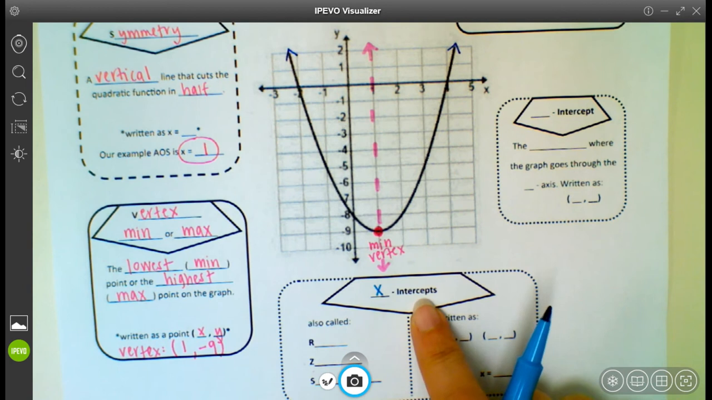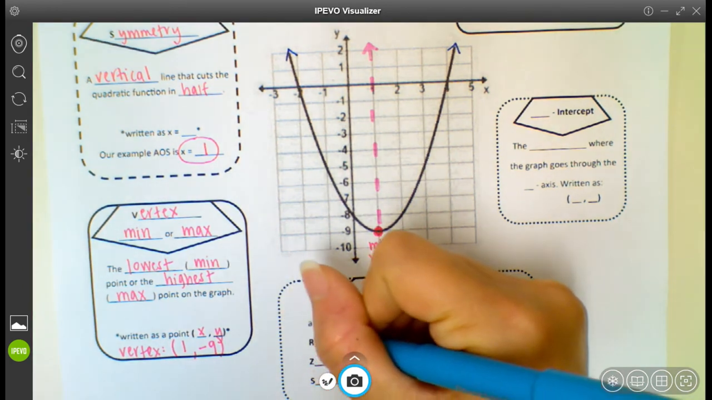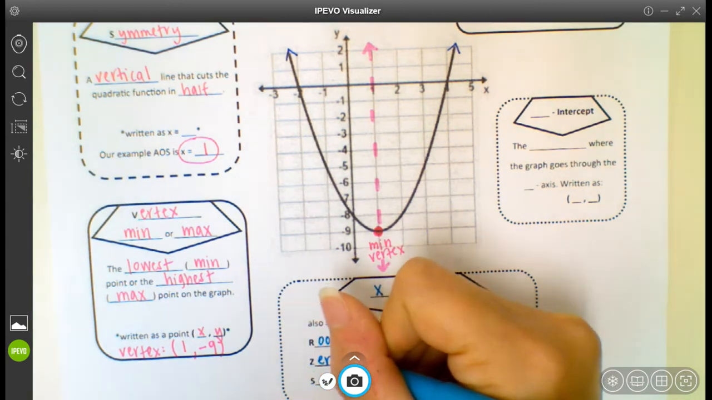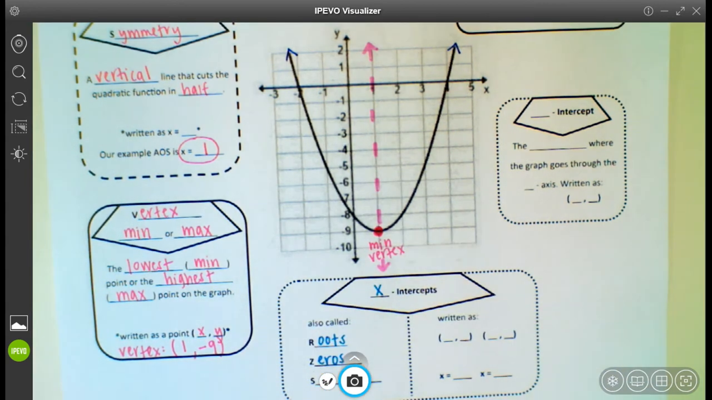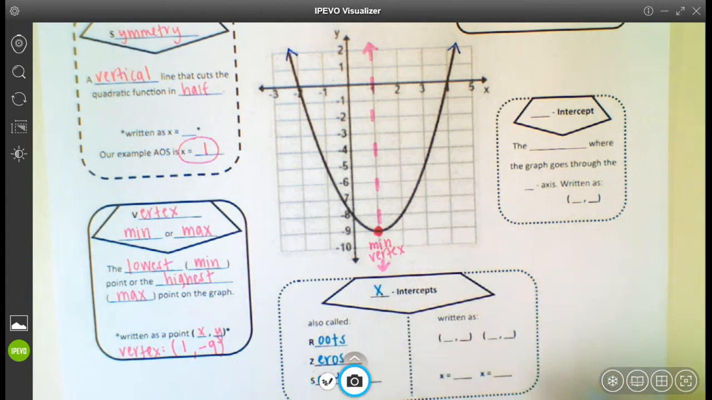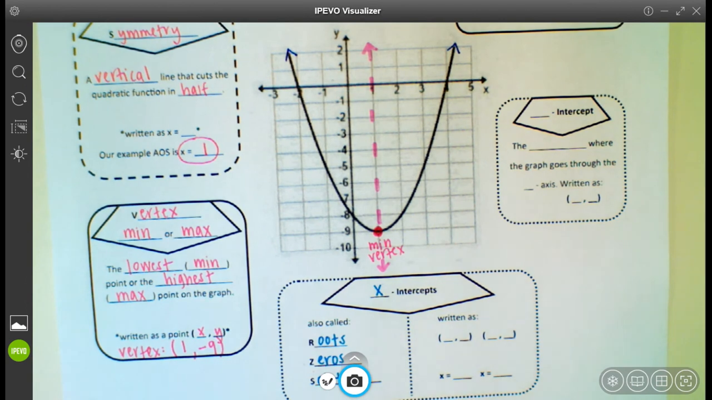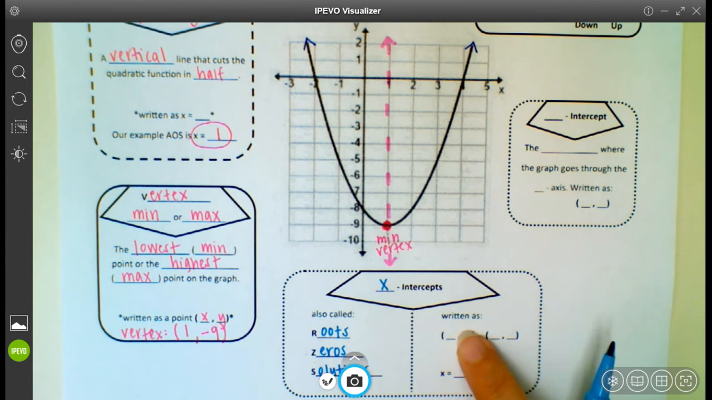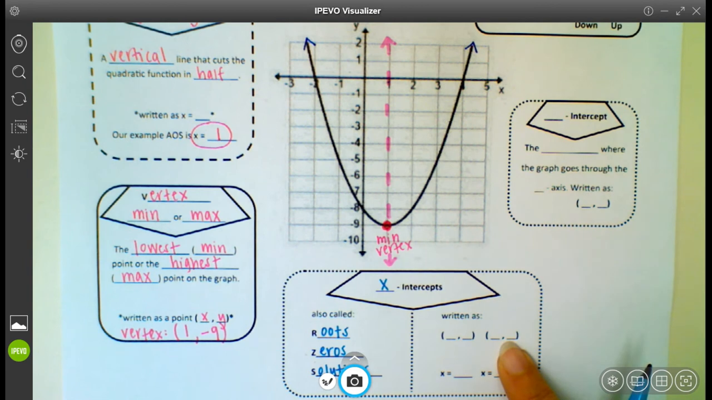Not always do we call them x-intercepts. We can also call them roots. We can call them zeros. Or we can call them solutions, just like how we had all real solutions or no solutions when we were solving our equations. Okay, so it is written in 2 possible ways. You can write them as points off of the graph, or you can write them as x equals, which is more like a solution, like what you solved for x.